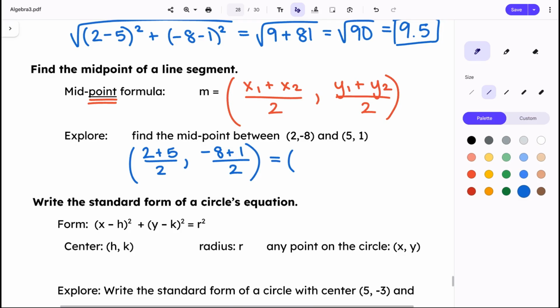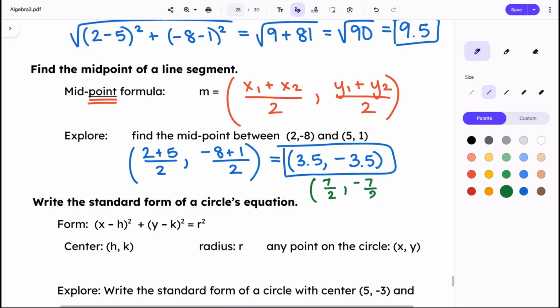What's 7 divided by 2? 3.5. And then negative 7 divided by 2? Negative 3.5. I also would have been okay if you had left it like this, 7 over 2, negative 7 over 2. If you leave it as those fractions, it's also good because that means the same thing.